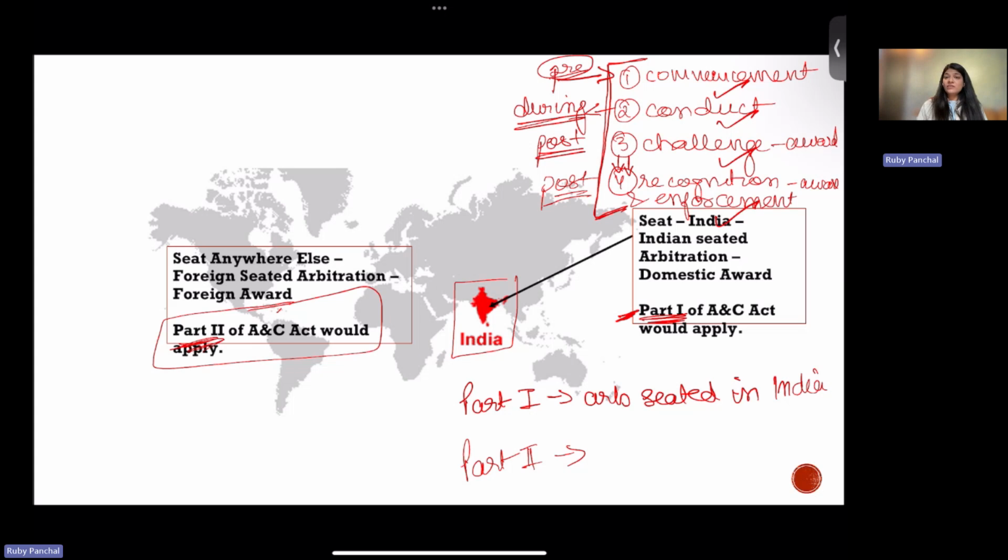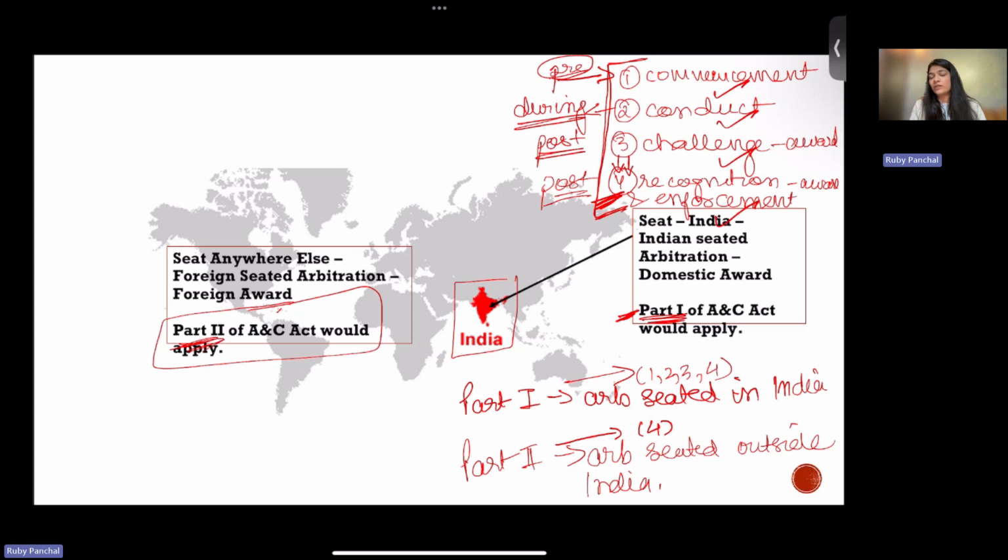only come into the picture to enforce those awards. So Part 2, which governs arbitrations seated outside India, I would just write here that this legal framework provides all points 1, 2, 3, and 4. However, Part 2 only provides point number 4, which is recognition and enforcement of the award.